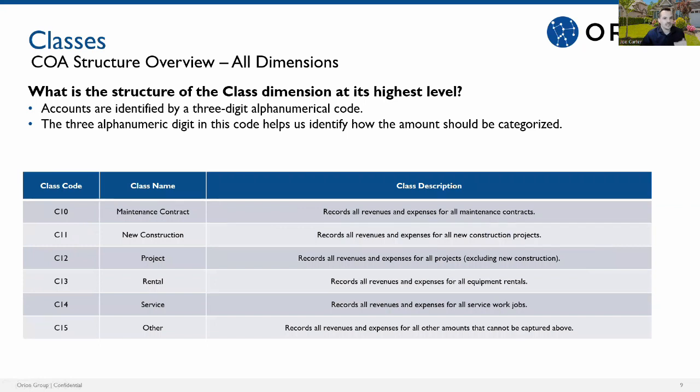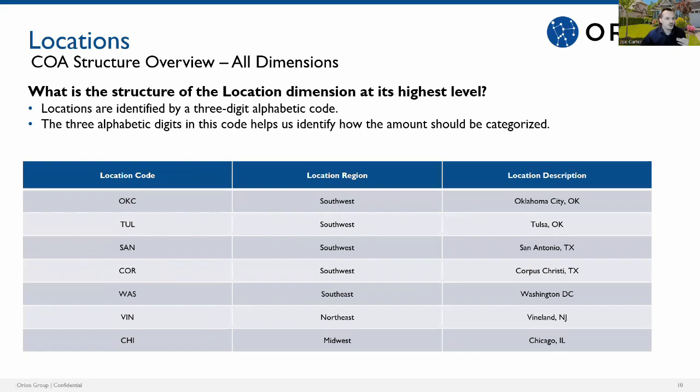Classes begin with the letter C followed by a sequence of numbers. C10 would be a maintenance contract, recording revenues and expenses for any and all maintenance contracts. C11, new construction. C12, project. C13, rental. C14, service. And C15, other. Locations will have their location code, which generally speaking is the 3-letter abbreviation of the city. OKC would be Oklahoma City. TUL would be Tulsa. SAN, San Antonio. COR, Corpus Christi. WAS, Washington, D.C. VIN, Vinland. And CHI, Chicago.